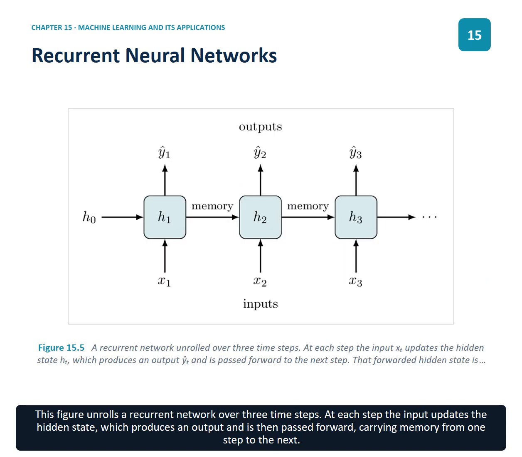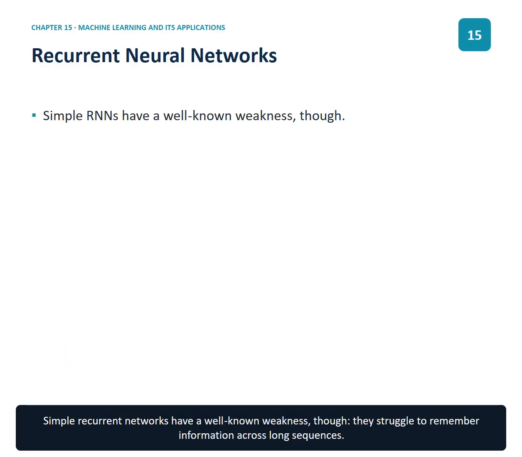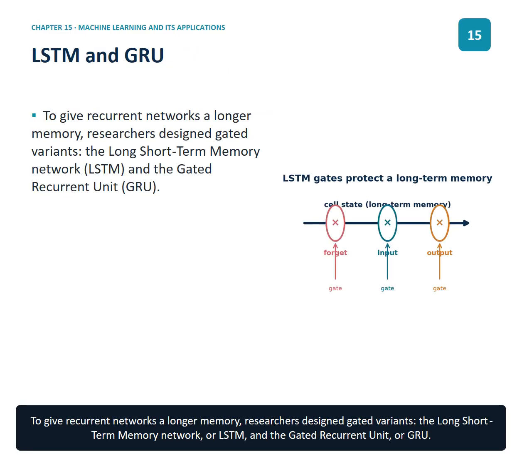This figure unrolls a recurrent network over 3 time steps. At each step, the input updates the hidden state, which produces an output and is then passed forward, carrying memory from one step to the next. Simple recurrent networks have a well-known weakness, though. They struggle to remember information across long sequences. To give recurrent networks a longer memory, researchers designed gated variants, the long short-term memory network, or LSTM, and the gated recurrent unit, or GRU.